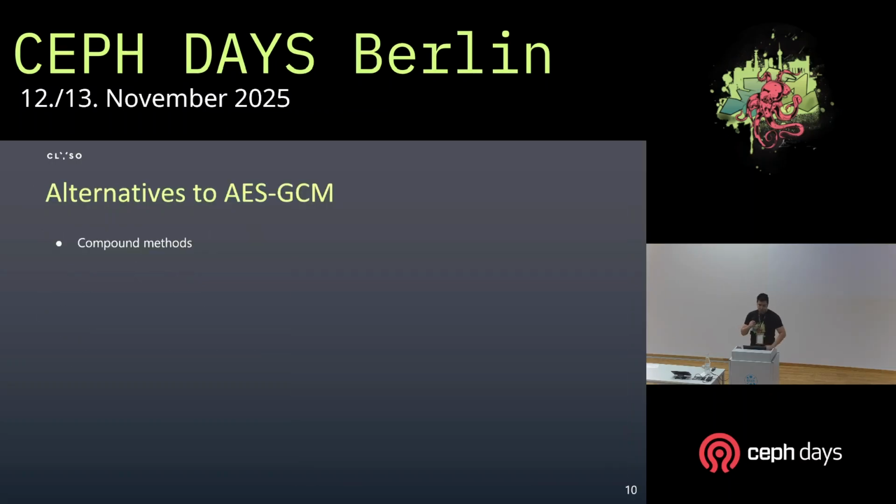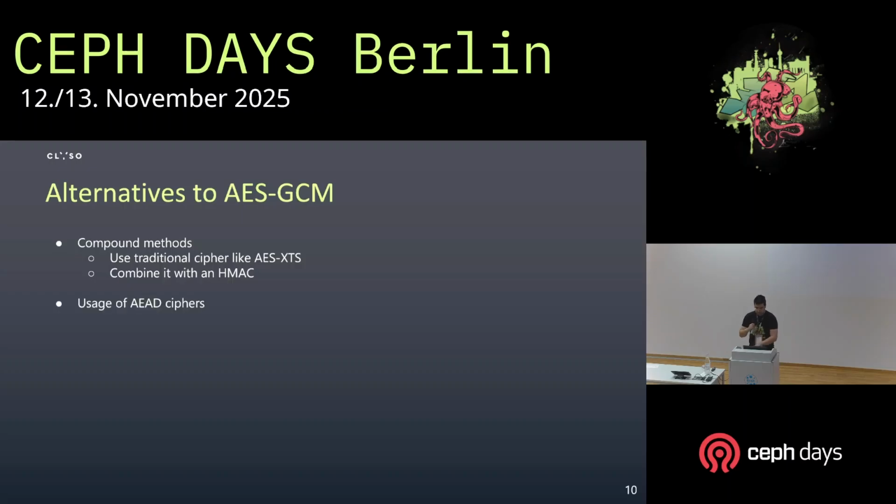So what are alternatives? You could go ahead and use some sort of compound method. You can use something like AES-XTS. That's the common solution for disk encryption. If you want to encrypt your Linux desktop or something, you'll probably use AES-XTS. And you combine it with something like an HMAC. HMAC is, again, a typical means to establish cryptographic integrity. So with these two, you have your confidentiality and cryptographic integrity, no problems.